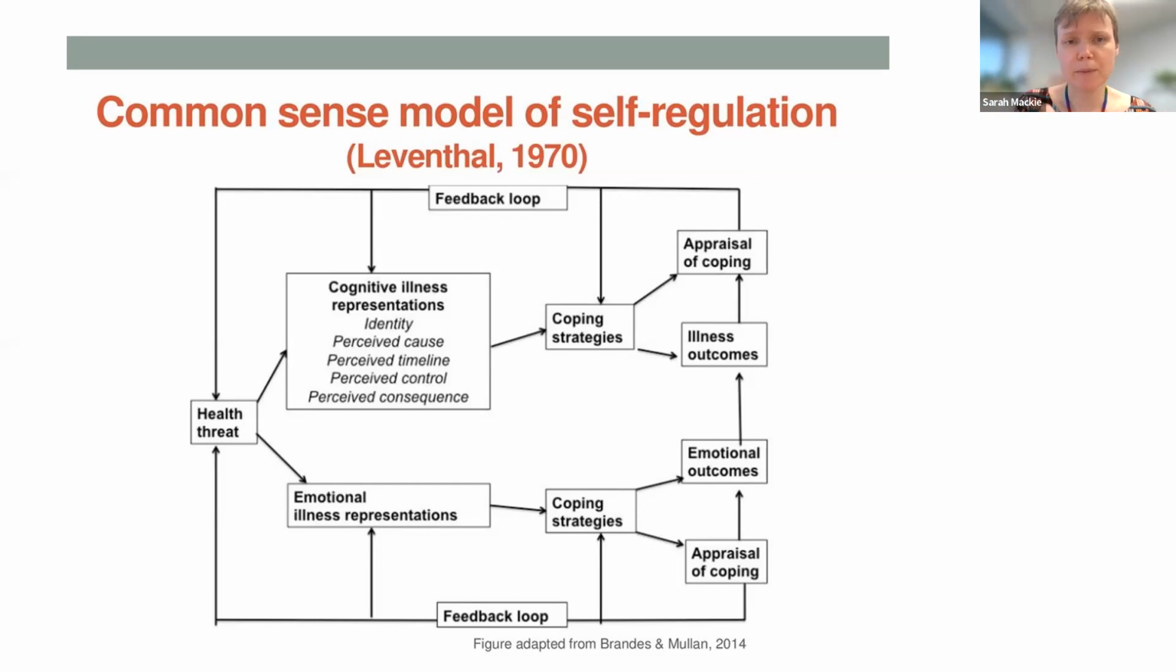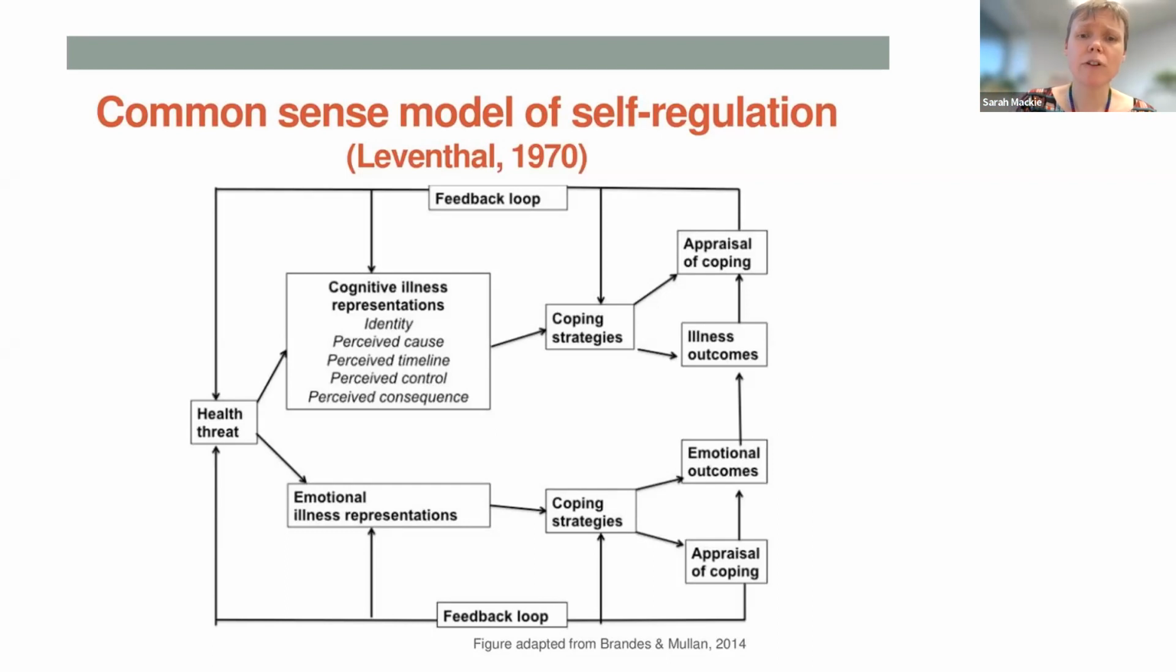And then depending on that cognitive representation or the emotional representation, you then have coping strategies, and then you reflect on how that went, what happened, was it a good outcome or a bad outcome? And then you might have this feedback loop where you learn over time more about the illness, more about how to cope with it.